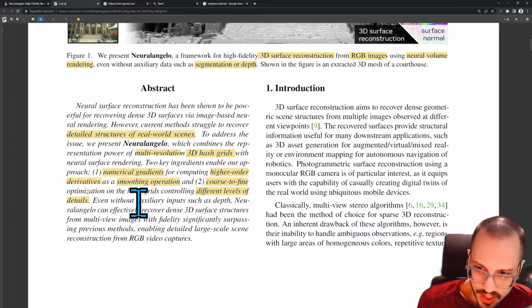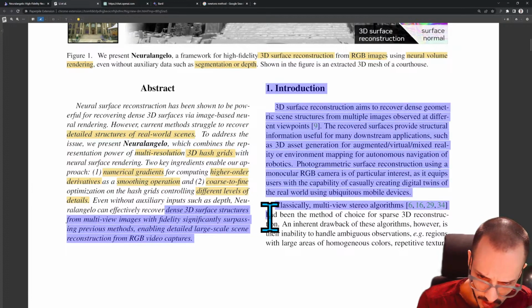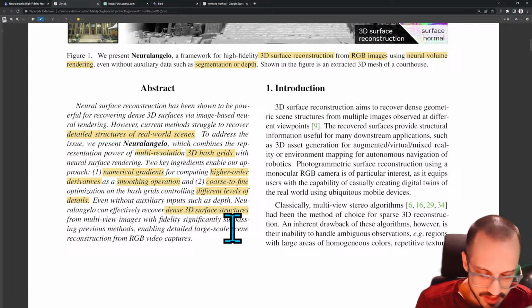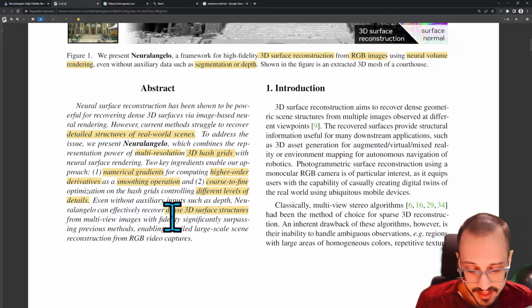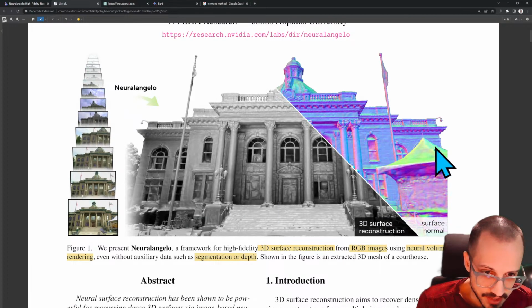Even without auxiliary inputs such as depth, Neuralangelo can effectively recover dense 3D surface structures from multi-view images. So there isn't necessarily a formal definition here for the word dense, to be honest. Dense 20 years ago means a different thing than dense nowadays. Dense basically just means that there's a lot of points, and obviously if you want a lot of detail, you're going to need a lot of points.